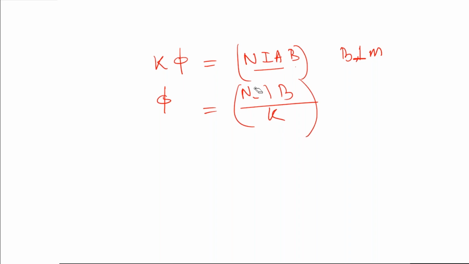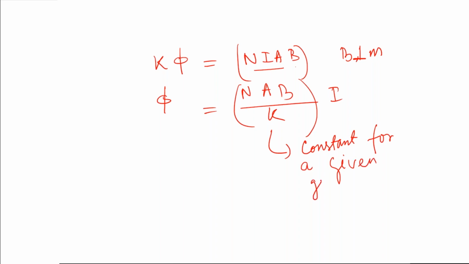And see, if I eliminate this I from here, suppose I keep in the bracket only NAB by K, I can be outside. So this factor is constant for a given galvanometer. Okay. So this is one thing.